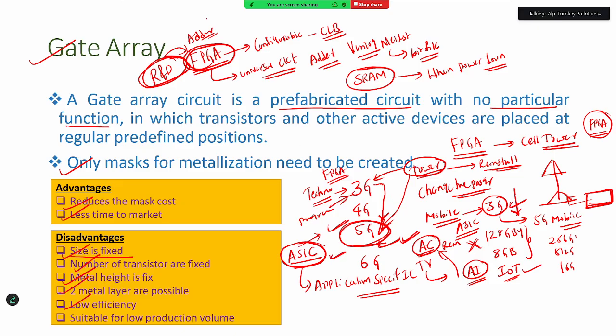FPGA is used for general purpose. We can use it for R&D purposes. Once a program is written and we can't change it, those are nothing but ASICs. So hope you understood the difference between ASIC and FPGA.